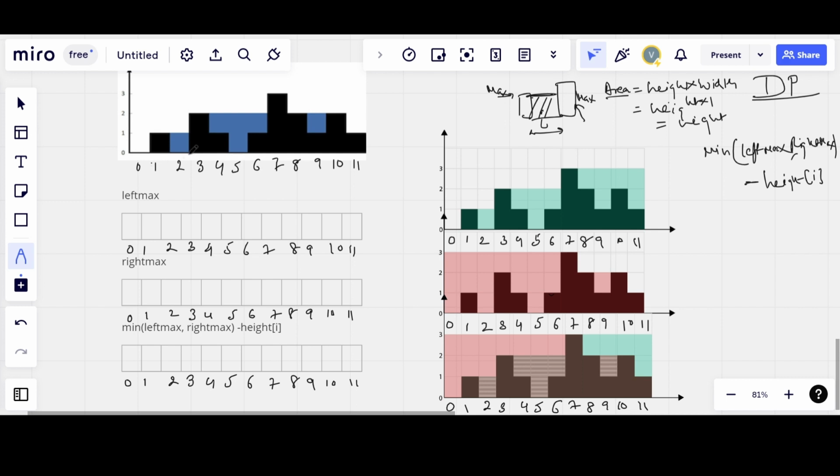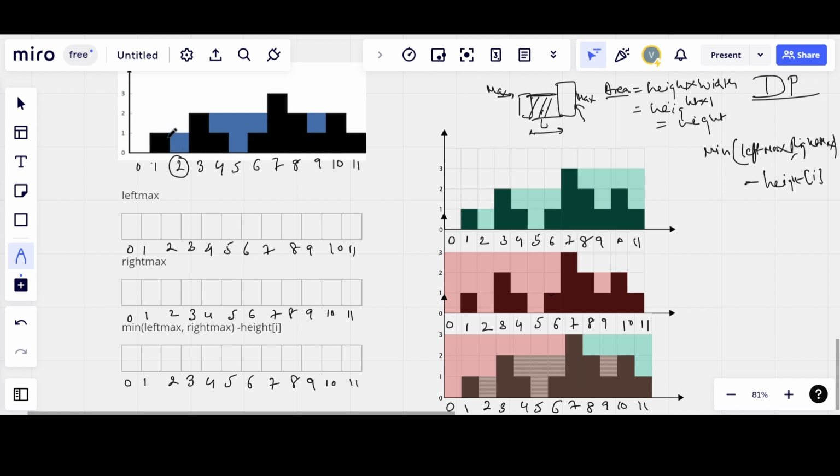So let's see an example. Let's see for some indexes. For example, for index 2, we want to calculate the area of the water or the amount of water. So we need to calculate only the height, as we know the width will be 1, as the width of each bar is 1.